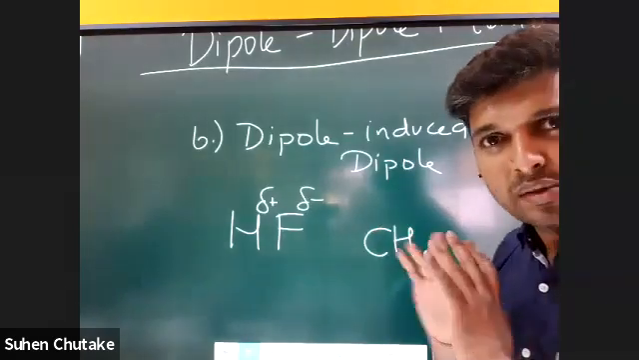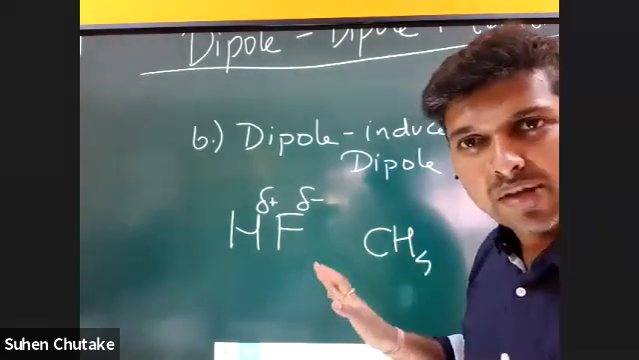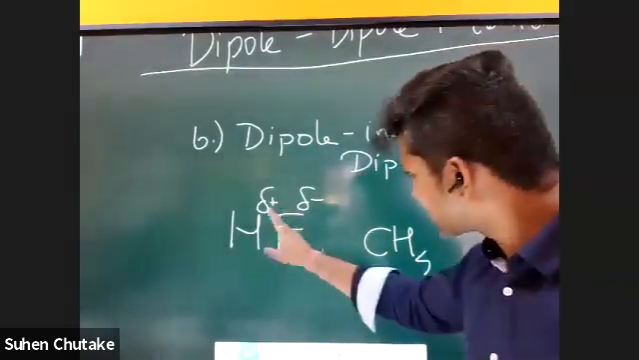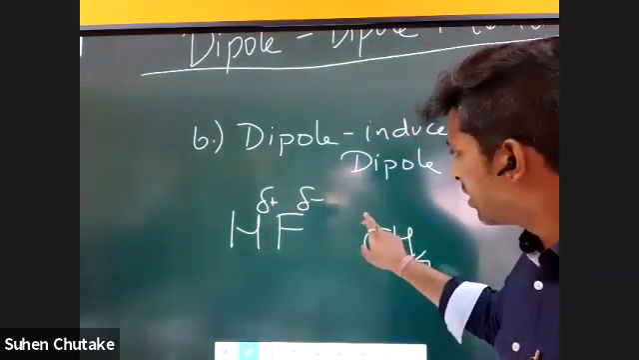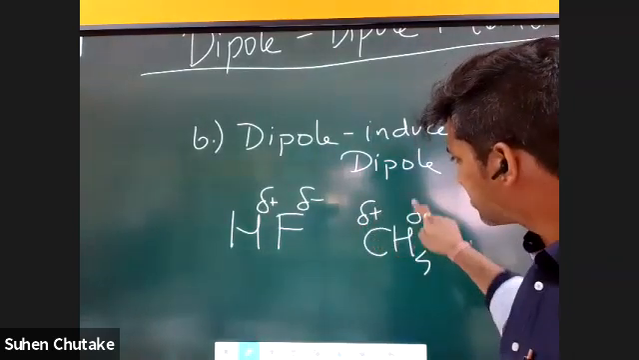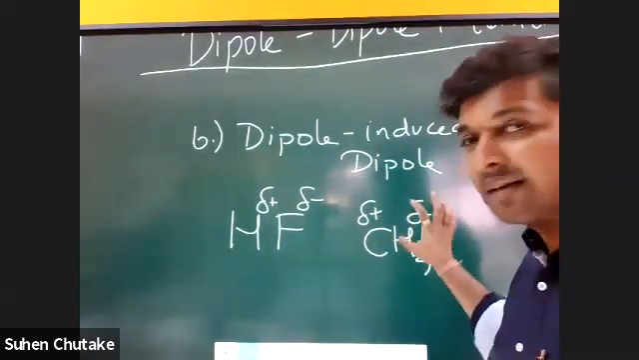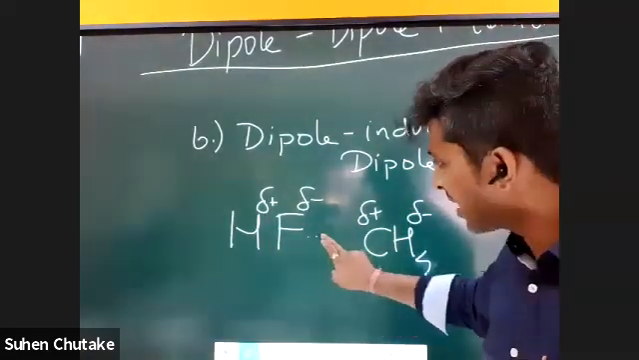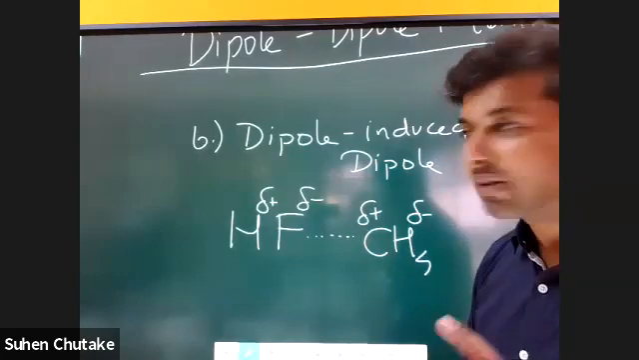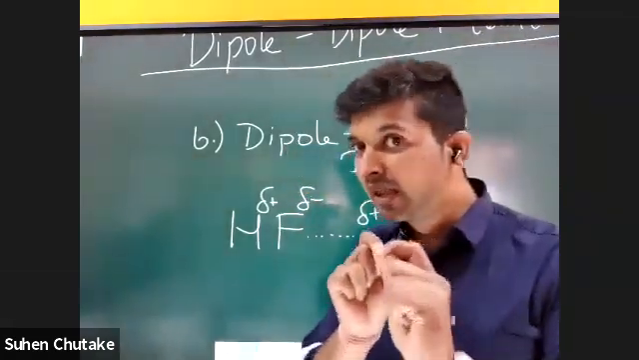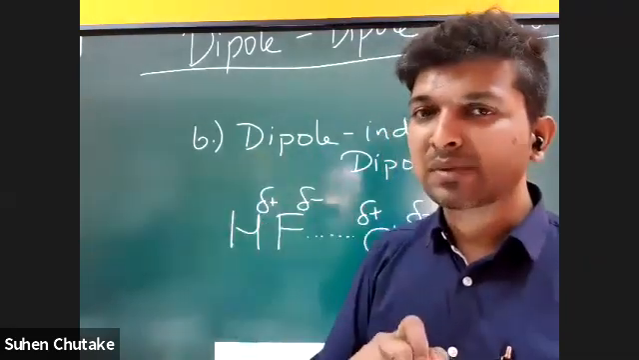See, methane is non-polar. Methane has got nothing to do with charges. But just because it is in contact with HF, fluorine will start pulling electrons of carbon also. Carbon will gain delta positive charge, and this will gain delta negative charge. So it will start developing charges, and then they will attract each other. They are attracting only after the dipole character has been induced. Induction has taken place over here.